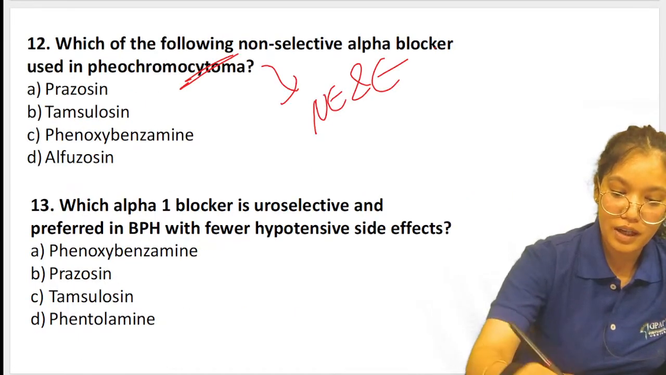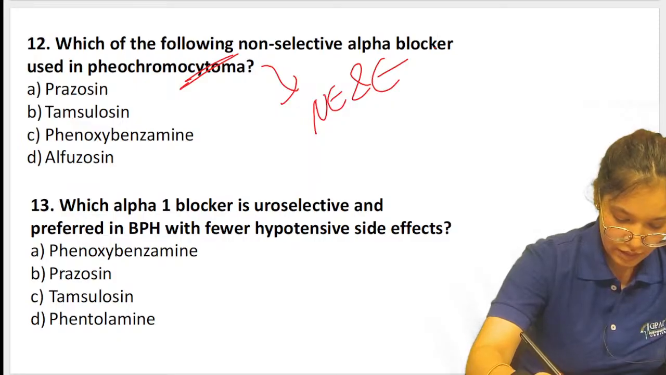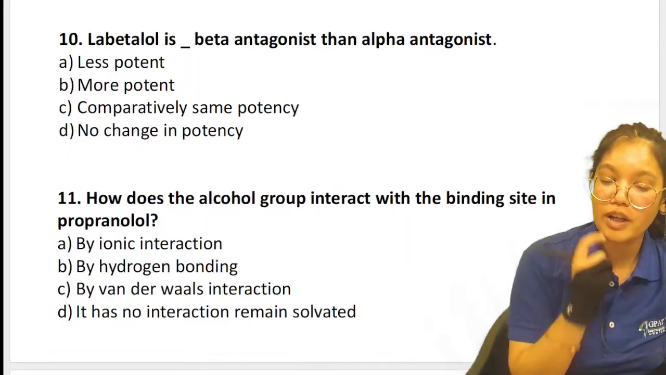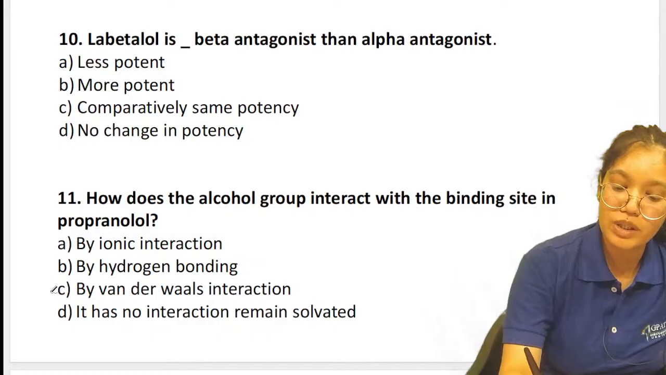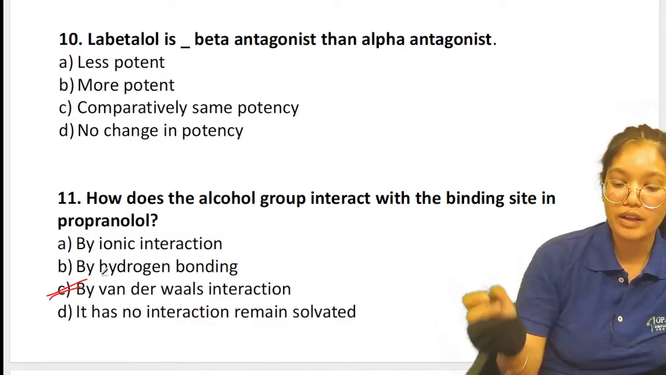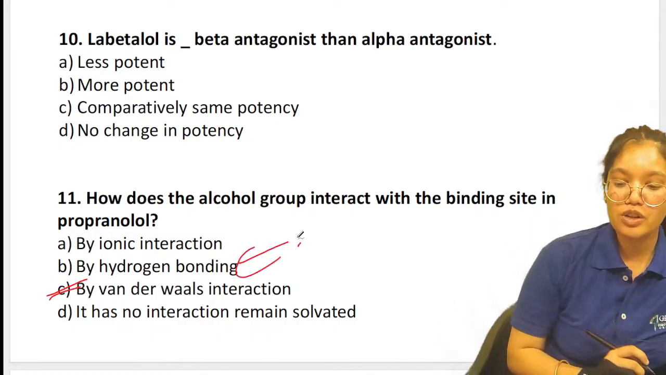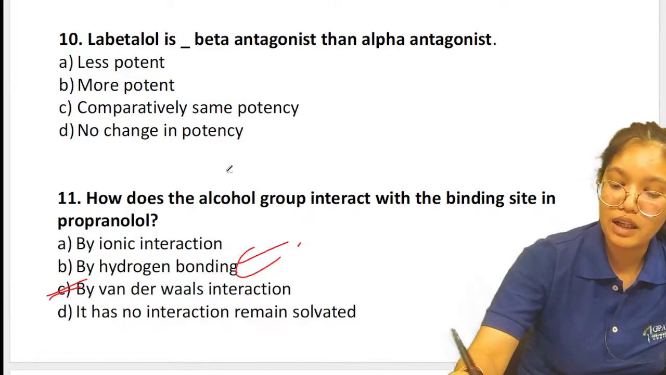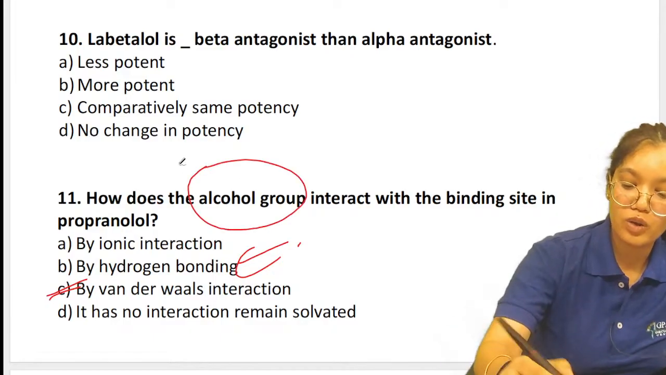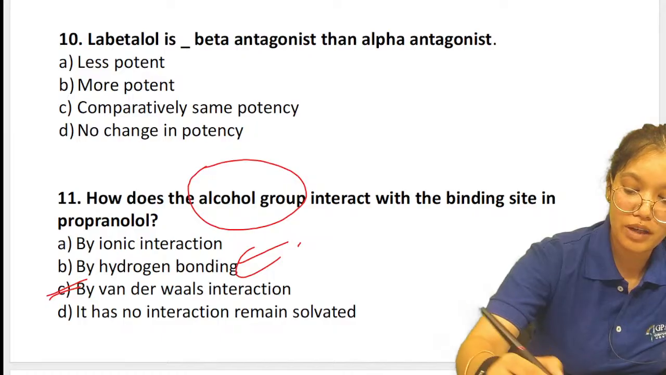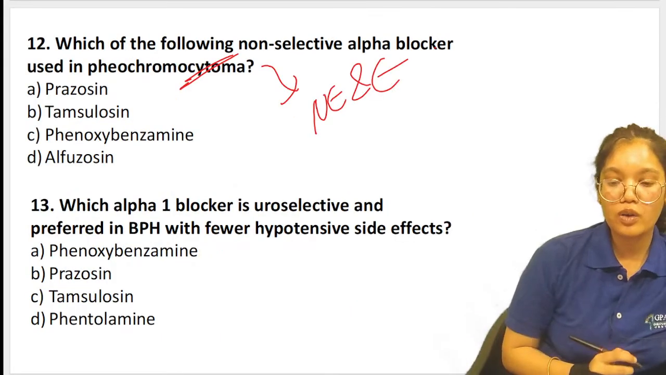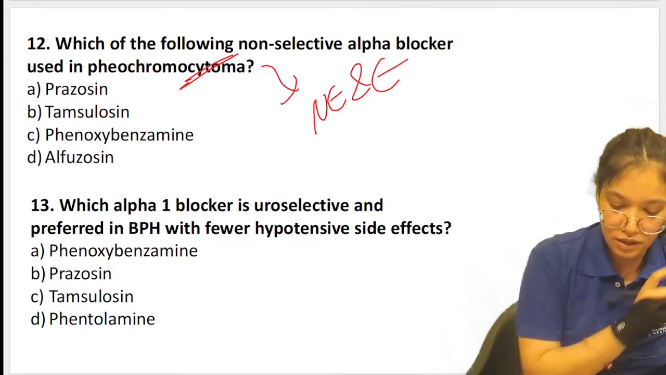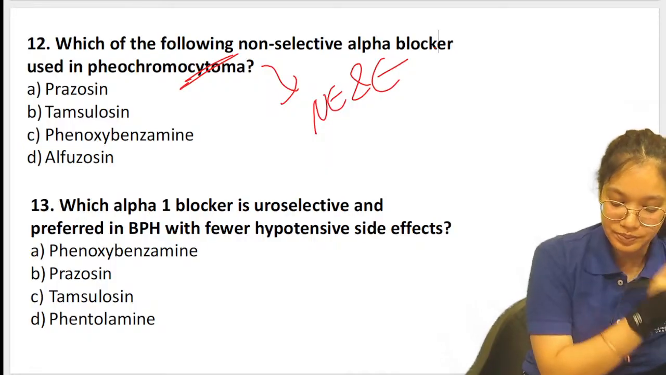Somnath and Gopal Pawar, you were wrong about the previous question. It is not by van der Waals interaction but by the hydrogen bonding. Okay, remember it. The OH, the alcohol group, is bound not by van der Waals but by the hydrogen bonding. Okay, now answer this, the pheochromocytoma one.